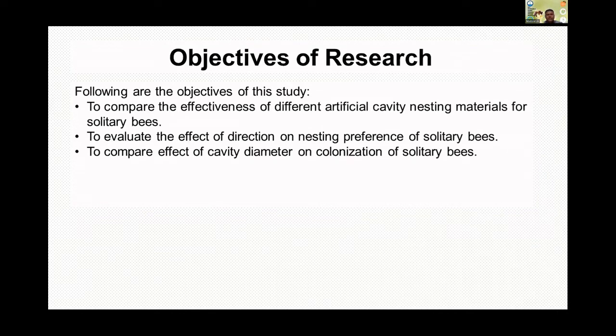So what were the objectives of this research? First, to compare the effectiveness of different artificial cavity nesting materials for solitary bees present in our area, and to evaluate the effect of direction, whether installing the traps in a certain direction could affect the choice of the bees for a particular nesting material. And then, to compare the effect of cavity diameter on colonization by these solitary bees.